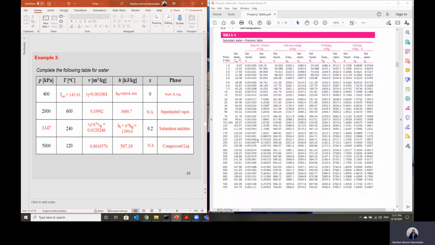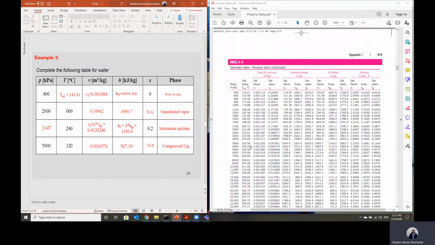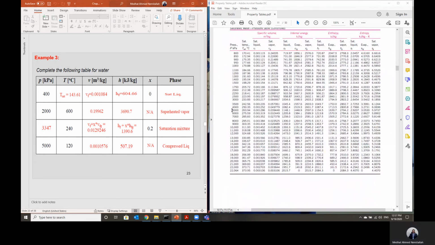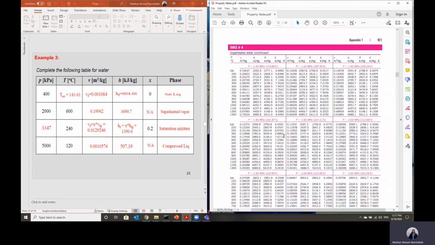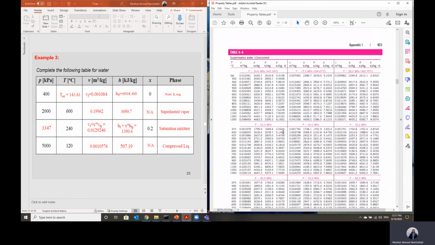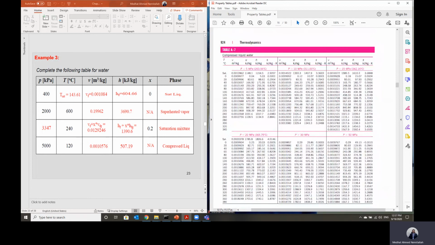Instead of table A4, just use table A5 at pressure equal to 5,000 kilopascal, and I will get the saturation temperature, 263. Compare it with the given temperature. The given temperature, 120, is less than the saturation temperature. So the state is subcooled. In this case, I have to use table A7. So go down until we reach table A7.